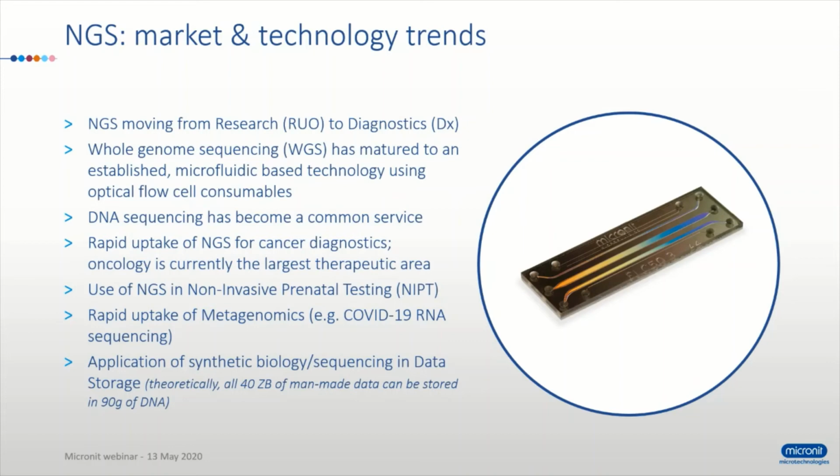Then there are more recent trends that I wanted to add, because we're also looking at the current situation. We see a rapid uptake of metagenomics, meaning that we basically take samples directly from the field that are then sequenced to, for example, monitor the mutation of viruses like COVID-19 across the globe. And I have an example of that in the next slide.